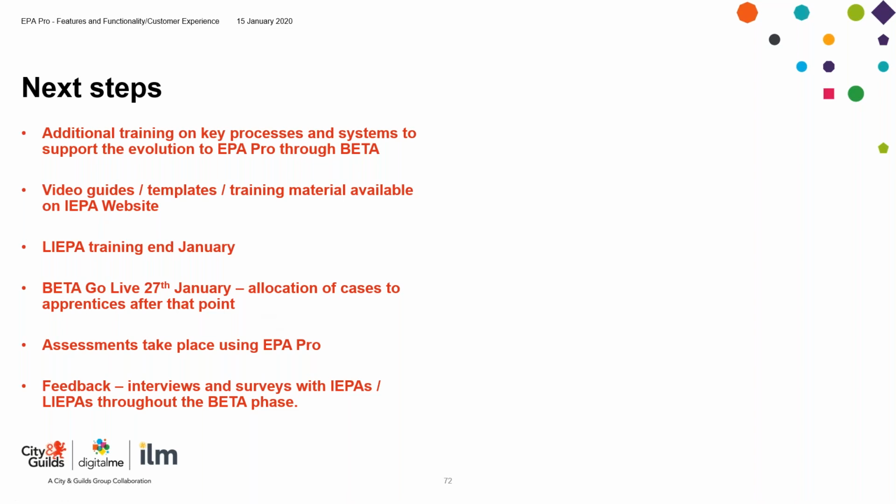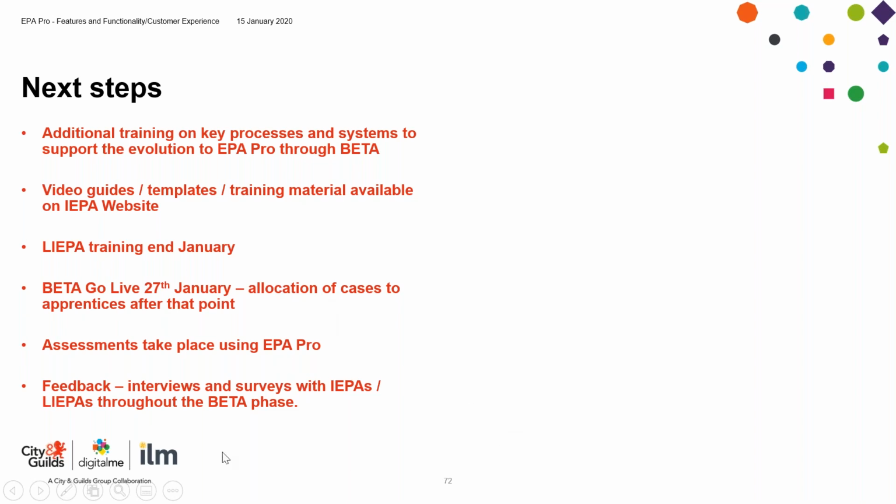We've got quite a lot of work to do before then, but we're not expecting a big bang of apprentices all wanting to use EPA Pro across all of the standards and all of the customers. What we're expecting is a very slow trickle of some bookings in February, and possibly some in March, and then they will start to increase as we move into the end of March and April. So we've got plenty of time to work on the feedback and have some lessons learned from the initial candidates that go through the process, so we can refine the training guides, the information that we're providing to the customers and the IEPAs, and also the processes. Assessments will take place on EPA Pro after that point, as I've said, but it will be a slow trickle.